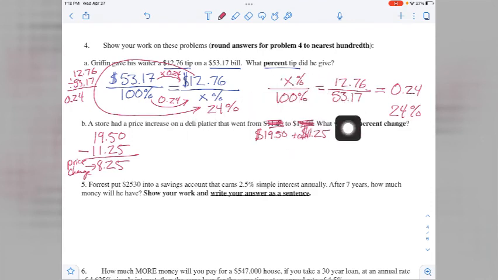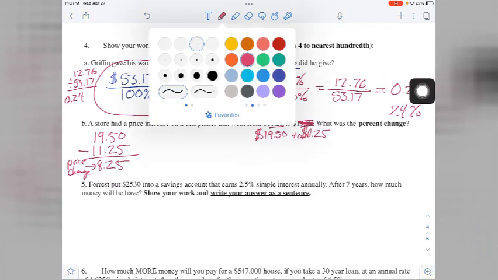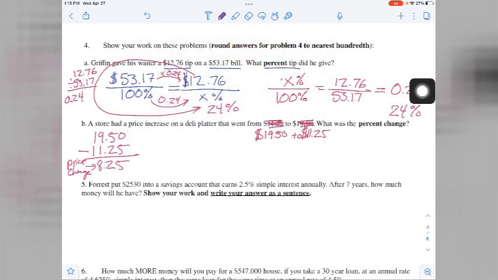Now, it asks for the percent change. What that means is, it doesn't mean what is the percent of the new price. It means what percent did the price change. So if this is the change in money, then what I want to know is what is the percent that goes with this. If I was going to set up my proportions, there's another way we can solve this, but I'm going to do one first. We have 19.50, and we know that goes with 100%. That was the original price. And then I don't know what the percentage is that goes with the change in the price, which is $8.25.